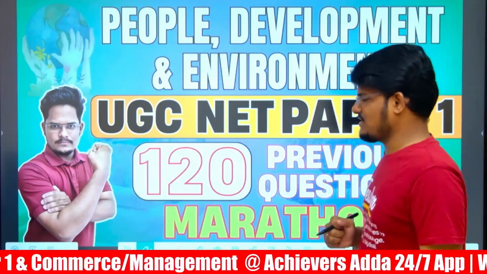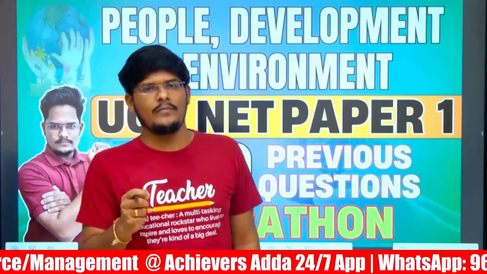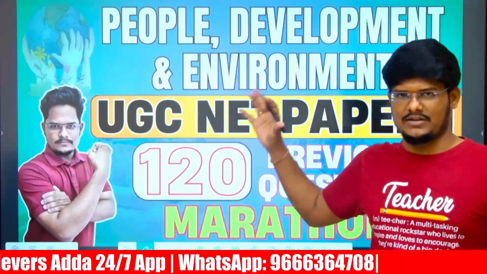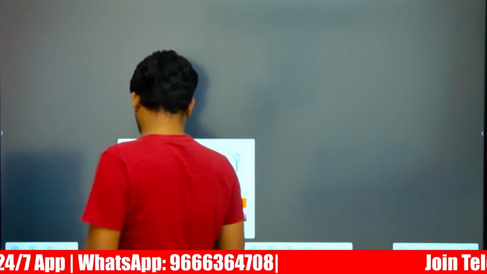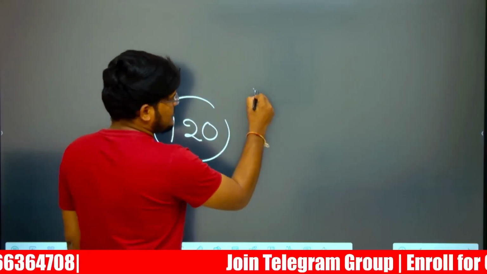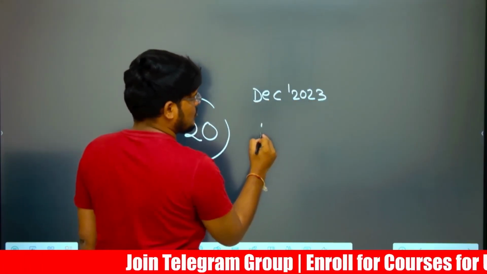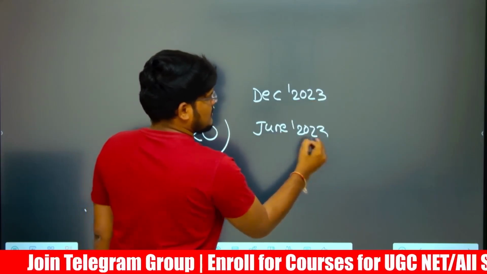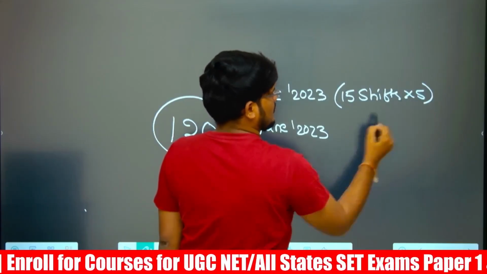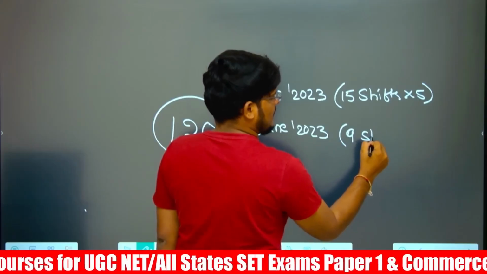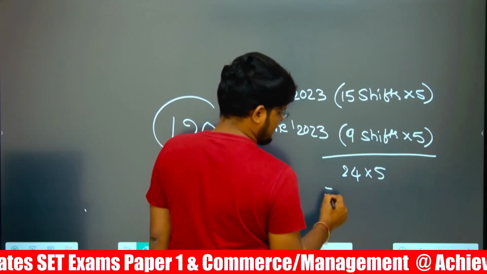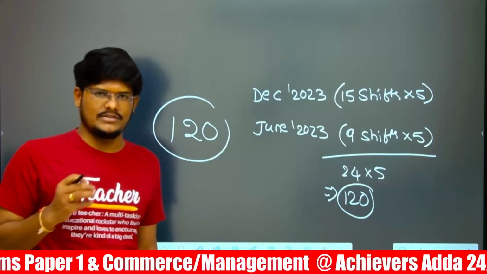So in this 120 previous year questions marathon, you are going to enlighten your mind for sure, and your brain will mentally fix some areas of repetition in these 120 questions. The 120 questions I am going to cover in this session are from December 2023 and June 2023. December 2023 had a total of 15 shifts of papers, and each shift has 5 questions. In June there are 9 shifts of papers, and each shift has 5 questions. So a total of 24 shifts into 5 questions, 120 questions of People and Environment.